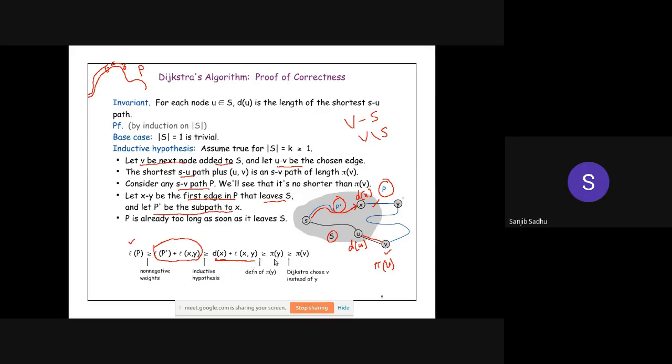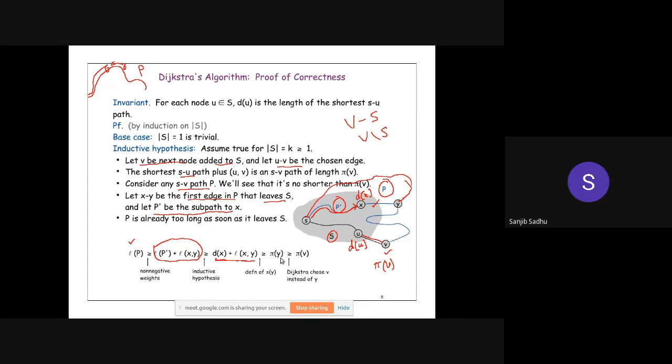What is pi y? Pi y is the shortest path from S to Y. The shortest path from S to Y, that I do not know, so it may be like this, it may be like this. But I know that if any shortest path exists from S to Y, then this dx plus lxy will either be the shortest path or greater than the shortest path. So this path will be greater than or equal to pi y. Pi y is the shortest path. They have used the shortest path information here.